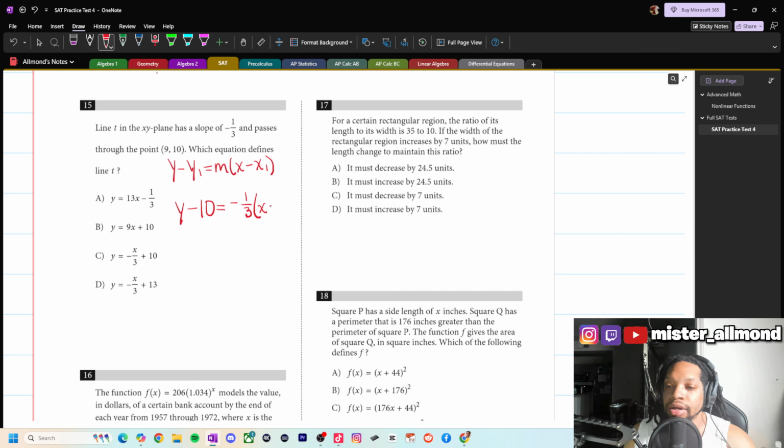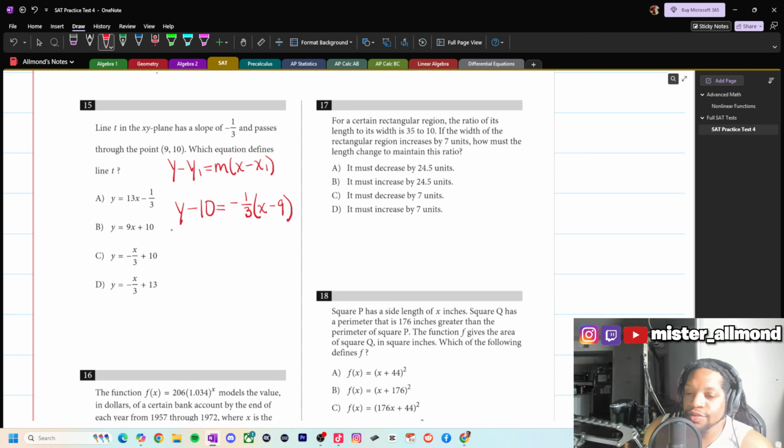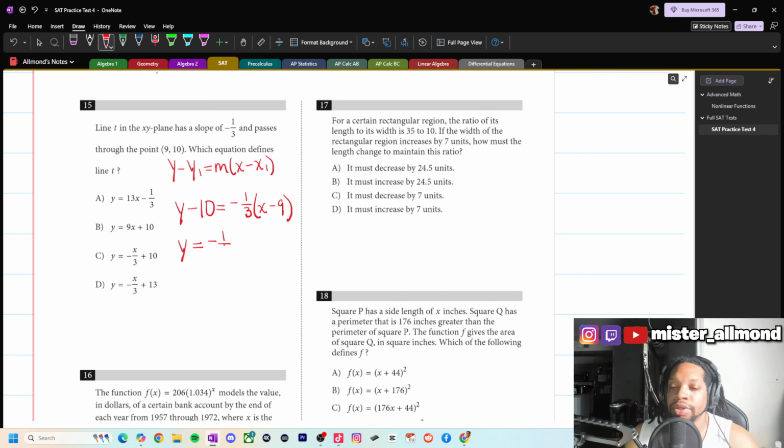And then it says x1 is 9. So I'm going to go like that. And then I just reformat my equation to get y by itself. Or just put it in like slope-intercept form. So that'll be y equals, I'm going to distribute the negative 1/3. And then I'm going to add 10 to that. So that'll be negative 1/3 x.